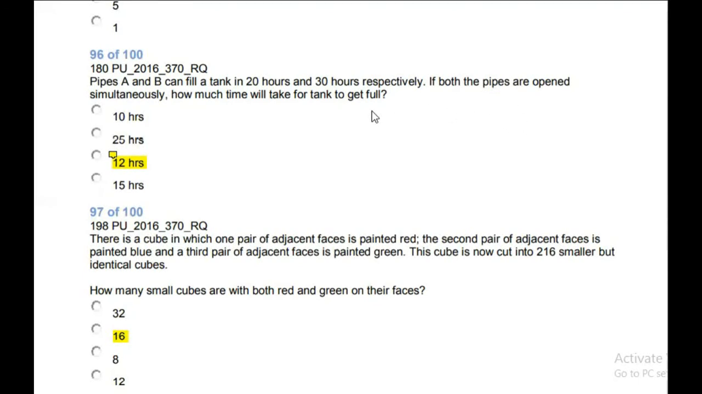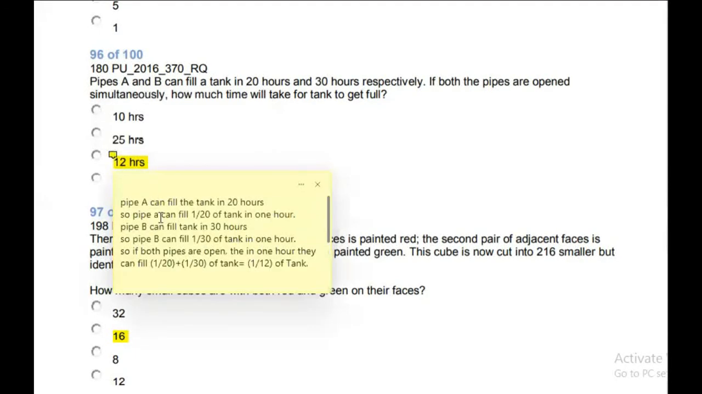If both the pipes are opened simultaneously, if we open the two pipes A and B at the same time, how much time will it take for the tank to get full? So in 1 hour, pipe A can fill 1 by 20 of the tank. Pipe B can fill 1 by 30 of the tank. So if we open both pipes at the same time, in 1 hour 1 by 20 plus 1 by 30 of the tank would be filled.